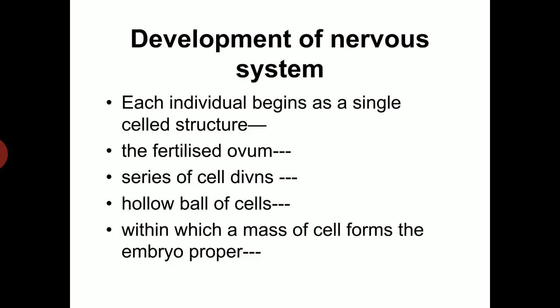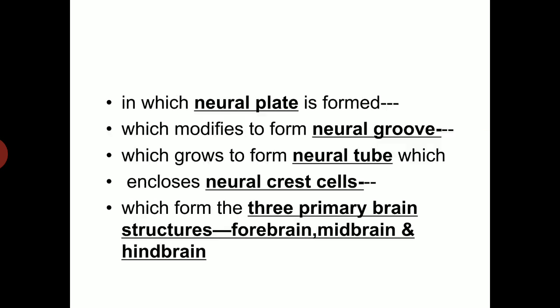Now, how is the nervous system developed? Development of the nervous system: each individual begins as a single-cell structure. First the fertilized ovum, then a series of cell divisions occurs. A hollow ball of cells is formed, within which a mass of cells forms the embryo proper, in which a neural plate is formed, which modifies to form a groove, then grows to form the neural tube, enclosed by the neural crest cells, which form three primary brain structures known as the forebrain, midbrain, and hindbrain.